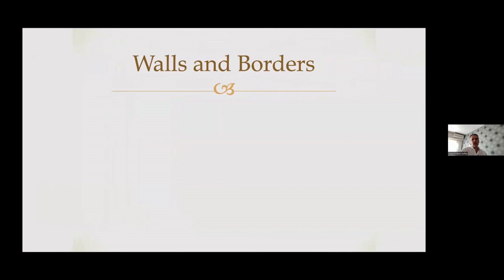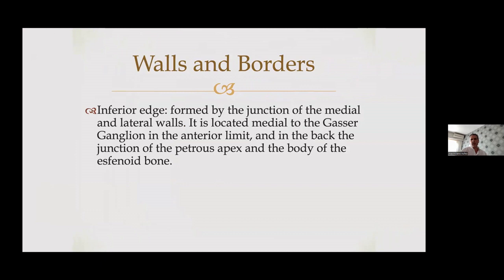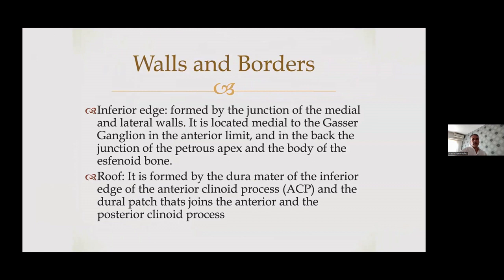About walls and borders, we continue with the descriptions. The inferior edge is formed by the junction between the medial and lateral walls. It is located medial to the Gasserian ganglion in the anterior limit, and in the back, the junction of the petrous apex and the body of the sphenoidal bone. The roof of the cavernous sinus is formed by the dura mater on the inferior edge of the anterior clinoid process, like we know, and the dural patch that joins the anterior and posterior clinoid process.